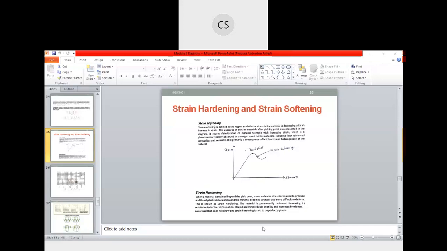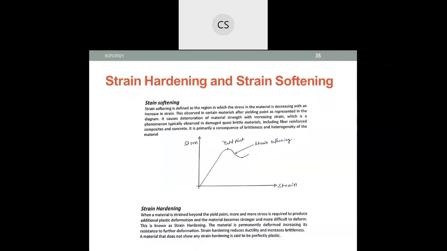So let me go to full screen mode. All right. I'm finding it a bit difficult today. Okay, no problem. I think now it is fine. Okay, all right. Now it has come to full screen.